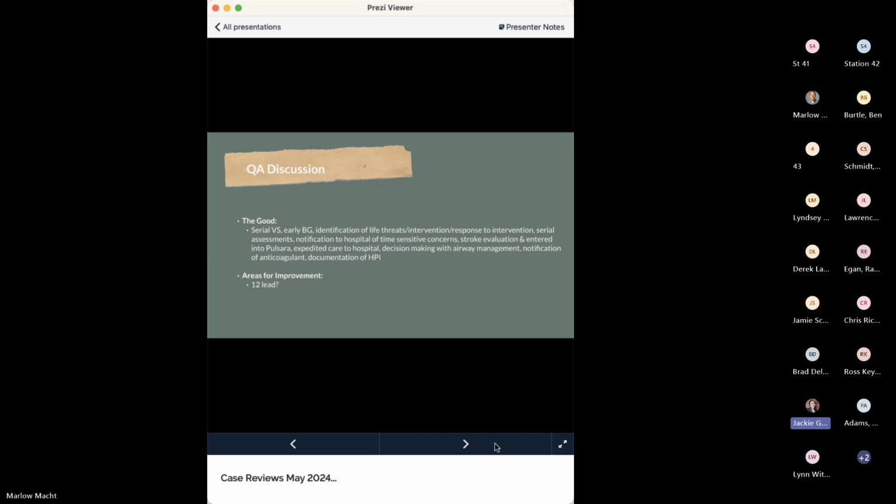It is important for us to know about any of these trauma, stroke, STEMIs, and sepsis patients so that we can adequately receive those patients and intervene with time-sensitive care. And they assessed a stroke assessment and entered into Pulsera. They expedited the care to the hospital. Their decision-making with airway management, I thought, was really spot on.